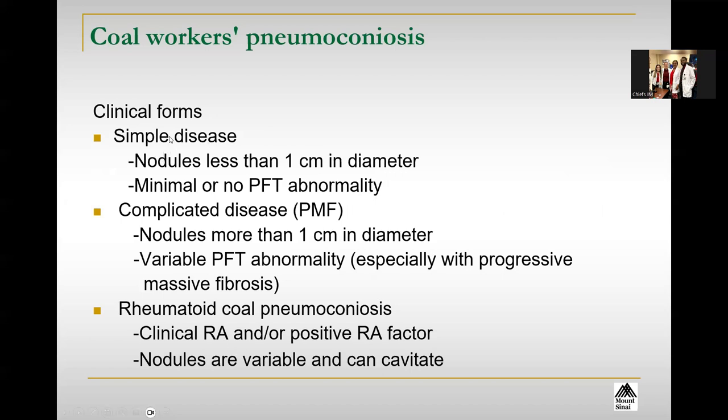So the clinical forms of coal workers' pneumoconiosis: simple disease is when the nodules are less than 1 centimeter, and clinically there is minimal or no functional abnormality. Complicated disease is what we call progressive massive fibrosis, and the nodules exceed 1 centimeter in diameter, and there tends to be lung function abnormalities, more so in the more severe progressive massive fibrosis. Rheumatoid coal pneumoconiosis is when the nodules are usually variable, and in this particular condition, they can cavitate. That's not very common in this disease unless there's either tuberculosis or rheumatoid arthritis as a coexisting disease.